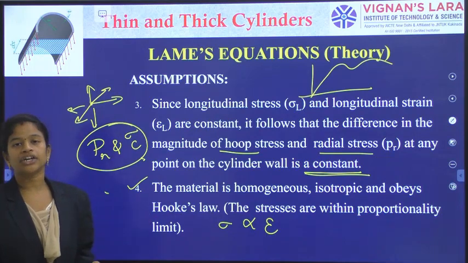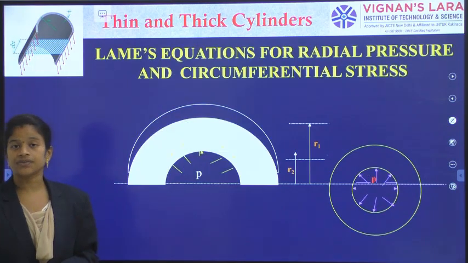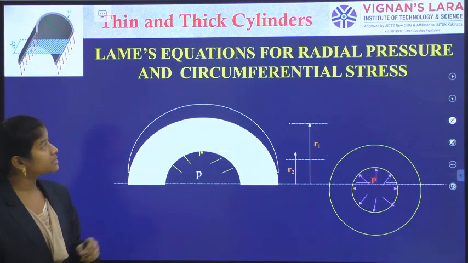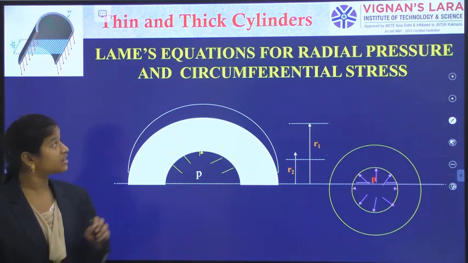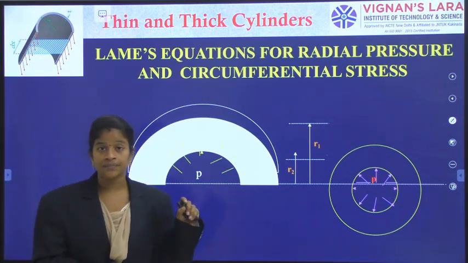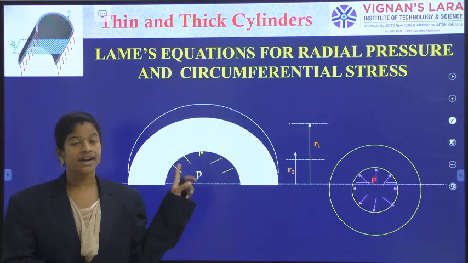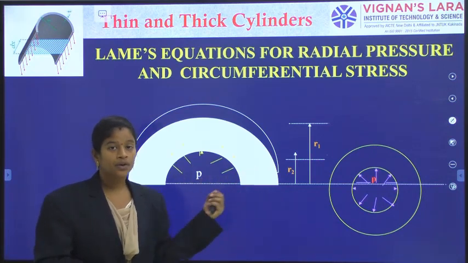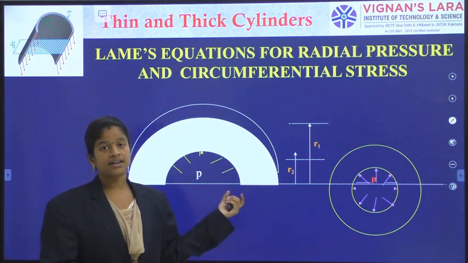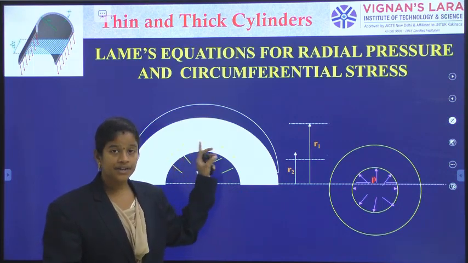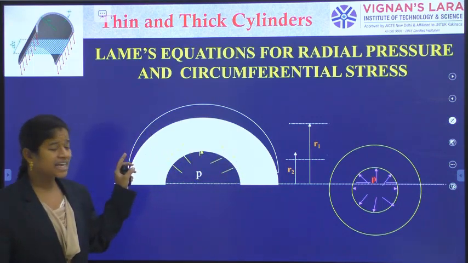Now I am going into the derivation for Lami's equation. Lami's equation is for the radial pressure and circumferential stress only. This is not for the longitudinal stress, because that is constant. We will get to it at the end. This is for radial pressure and the circumferential stress only, and further, I am taking a thick cylinder.